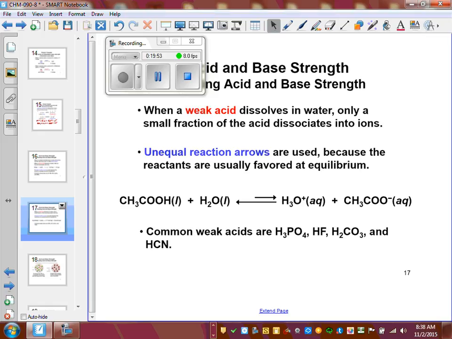Common weak acids are phosphoric acid, hydrofluoric acid, carbonic acid, which we said is in Coke, Pepsi, and all that stuff, and hydrocyanic acid. Again, don't confuse weakness with safety. Hydrofluoric acid dissolves glass. You have to keep it in a plastic bottle. In fact, that's what they use to etch glass.